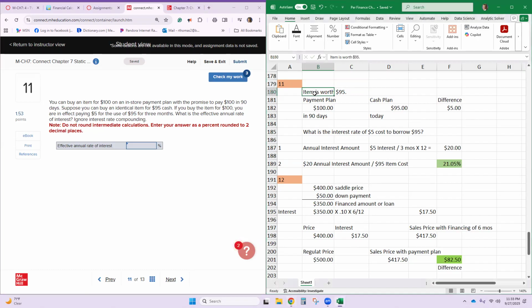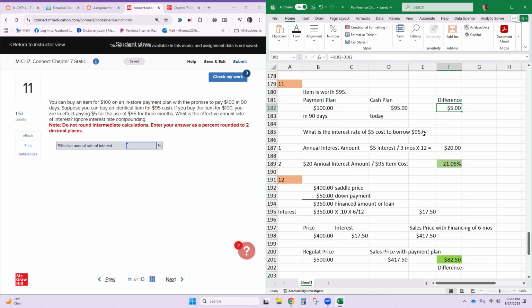So here's what it is. The item is worth $95. There's an option to pay $100, which is $5 more in 90 days, or you can pay the cash today. So what is the difference? The difference is $5. So what is the interest rate of a $5 cost to borrow $95?